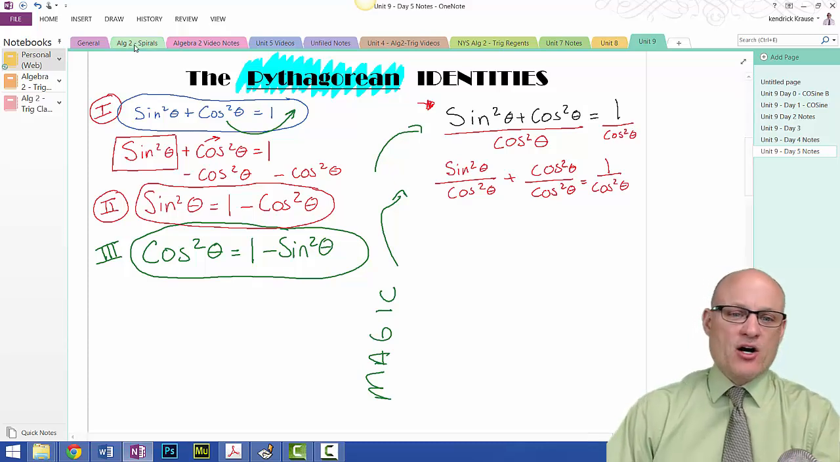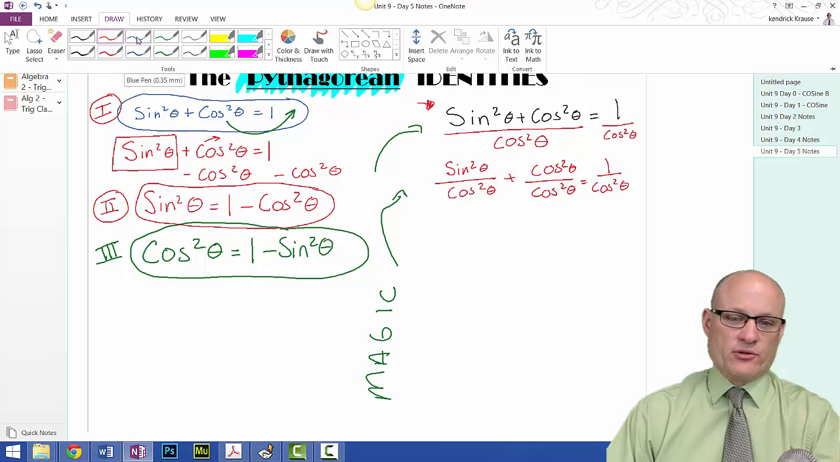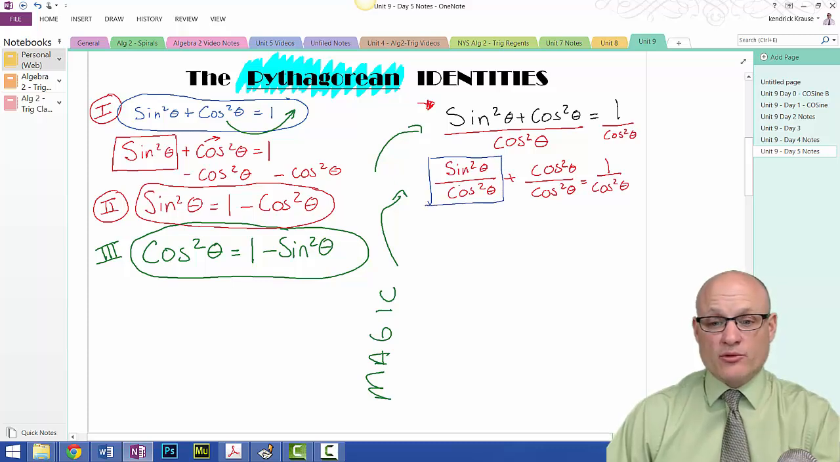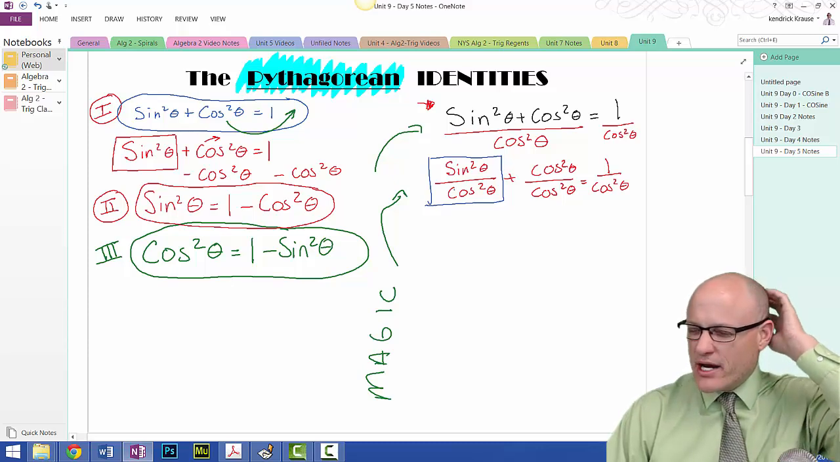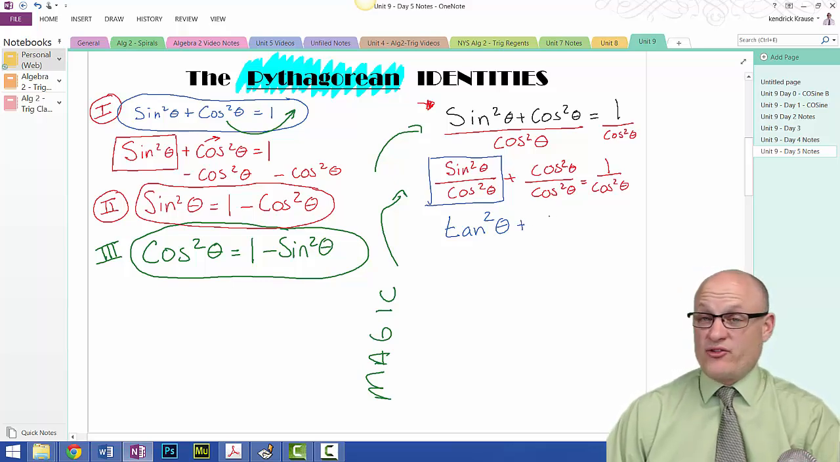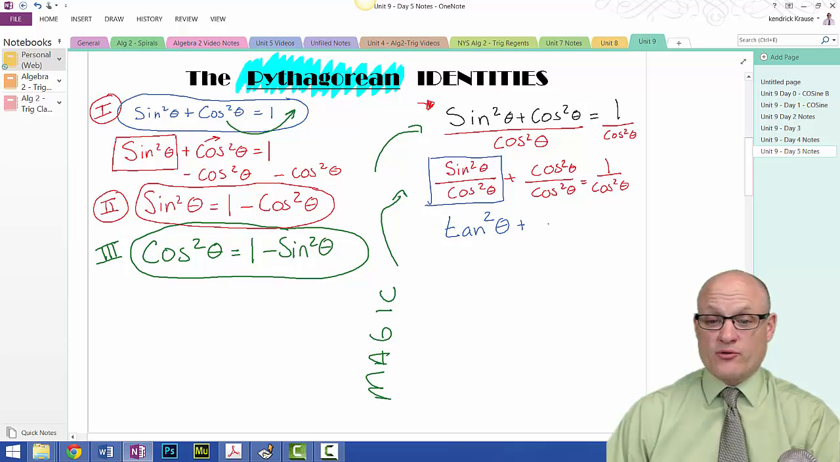Okay. Now we have to remember some things that you learned a long time ago. What did we learn that sine over cosine was really equal to? Think about it. Go way back, brain. Oh yeah, I remember. Sine over cosine is really just tangent of theta. Well, in this case, it'll be tangent squared of theta plus, well, this should be very easy. Cosine squared over cosine squared is just 1.